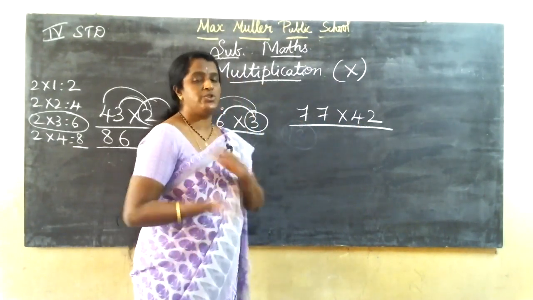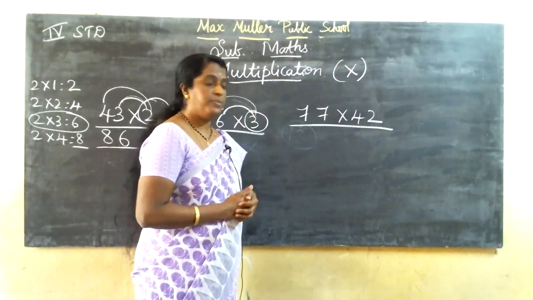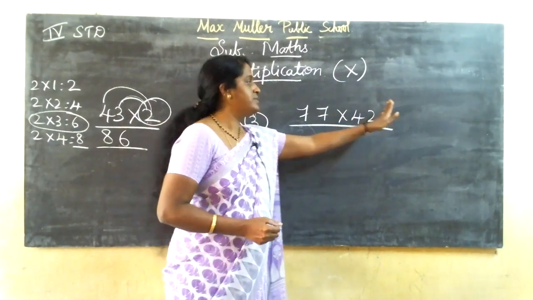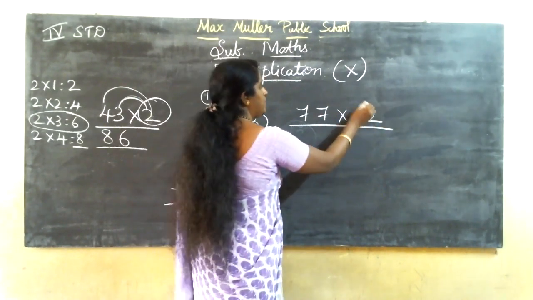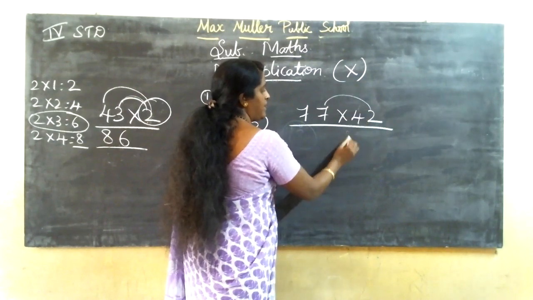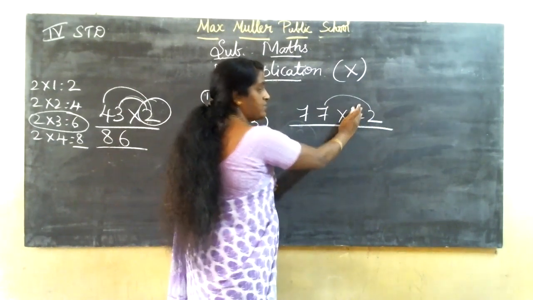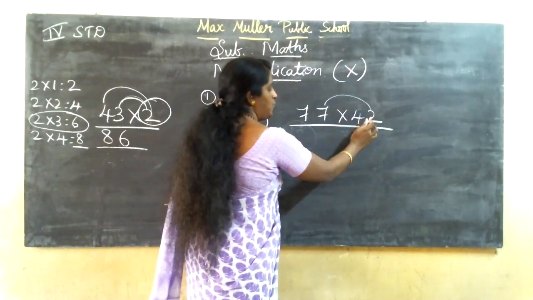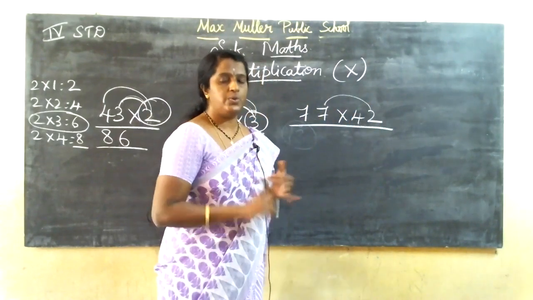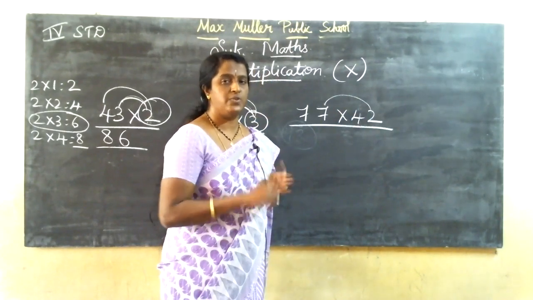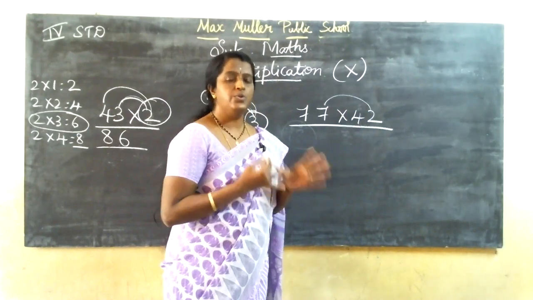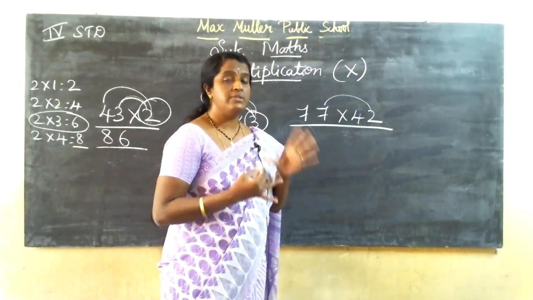So first, which number should you take for the tables? Which table should you say? We should start from the right side, the ones place. So you should say 2 sevens are. You should not write 2 fours are 8 first. No, this is afterwards, children. Second step. First, you should go from this step. 2 ones are 2, 2 twos are 4, 2 threes are 6, 2 fours are 8, 2 fives are 10, 2 sixes are 12, 2 sevens are how much?